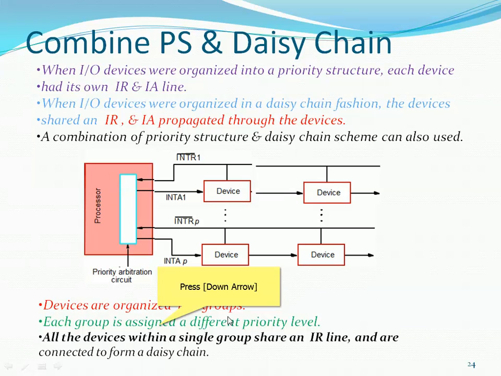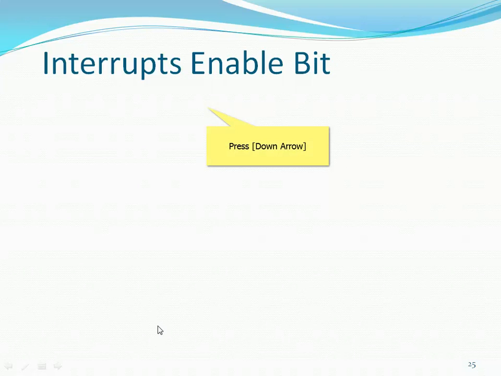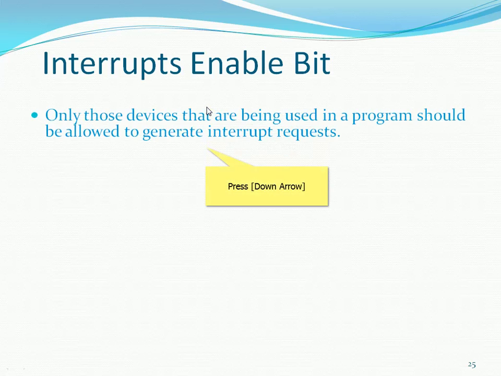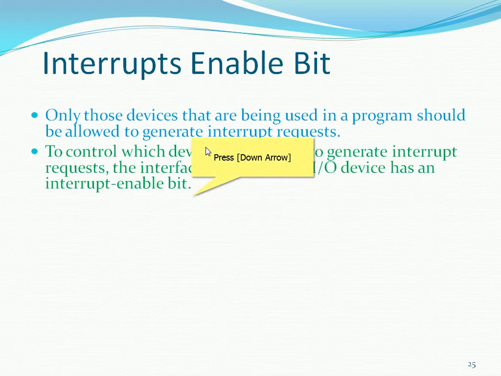So n groups are connected. The p number of groups are connected to the processor in the fashion of a daisy chain, and the other concept is polling, that is, interrupt priority. Then the interrupt enabling bit: only those devices that have been programmed should be allowed to generate the interrupt request. This controls which devices are allowed to generate the interrupt request.